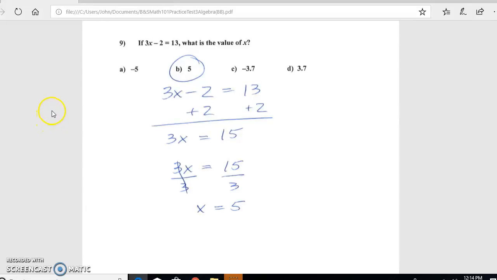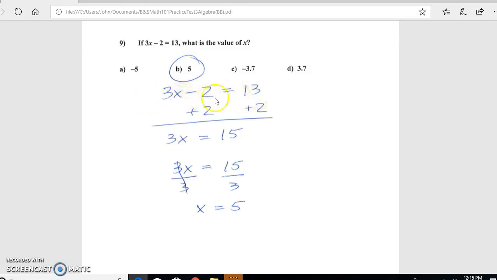This is the practice test for algebra. Here we're working on problem number 9, which says if 3x minus 2 equals 13, what is the value of x? So I want to solve the equation and find the value of x.